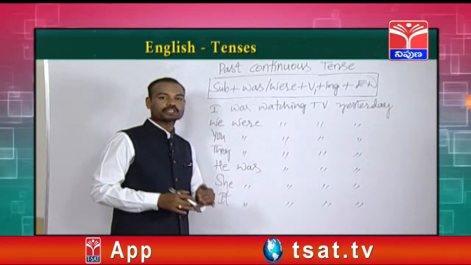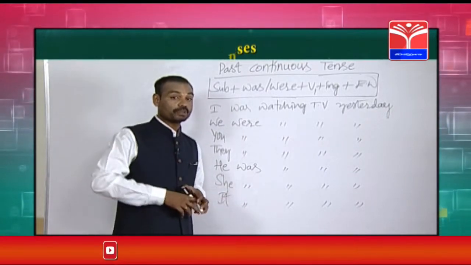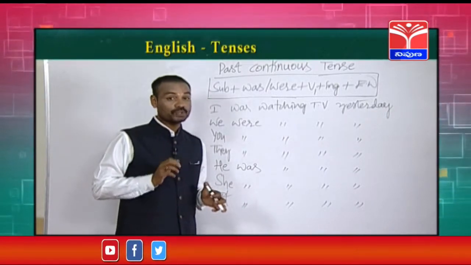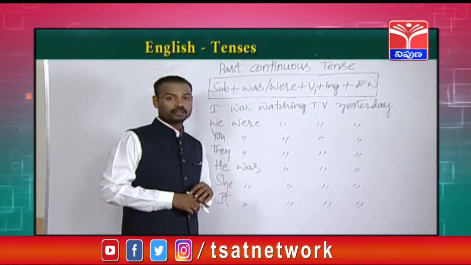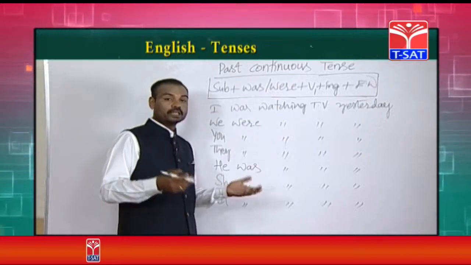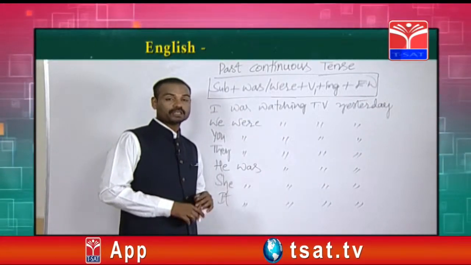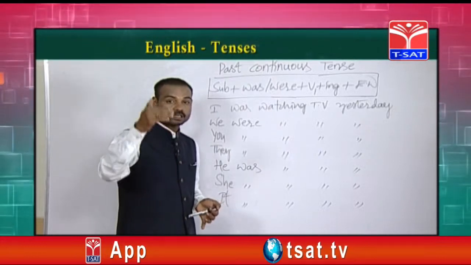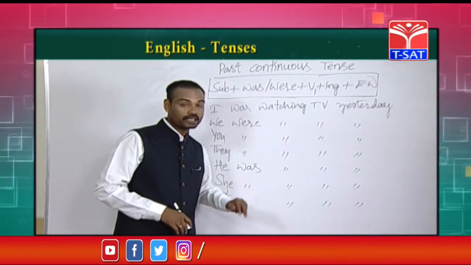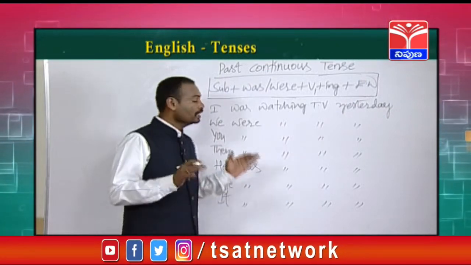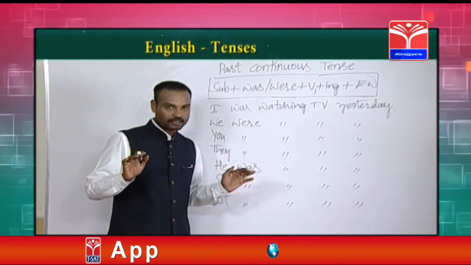Next, let's take one more subject, my friend. My friend was watching TV yesterday. My friends, it is a plural subject. Before plural, we should not use was. What should we use? Were. My friends were watching TV. You can take any noun. For example, Kiran. Kiran was watching TV. For example, Kiran and Kishore, plural. Kiran and Kishore were; was is wrong, because it is plural. Kiran and Kishore were watching TV yesterday. So like that, friends, this is the process of writing sentences in past continuous.